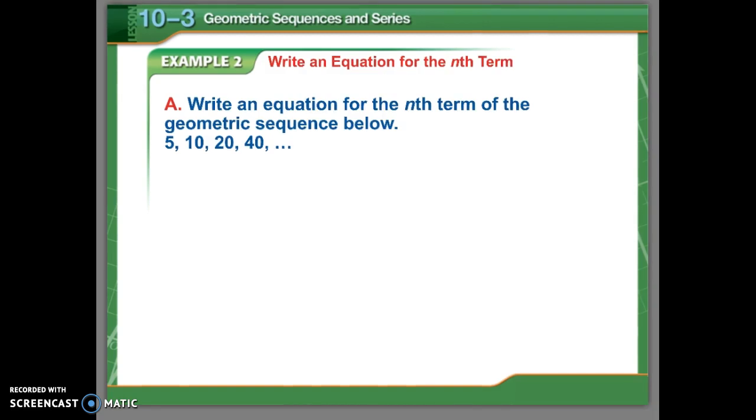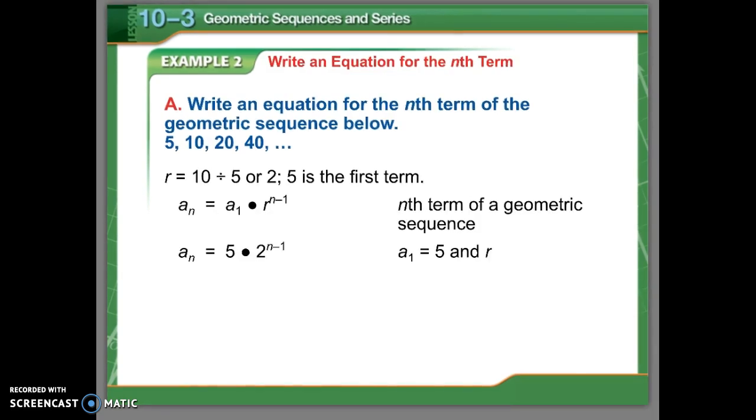Example 2. We need to write an equation for the nth term of the geometric sequence below: 5, 10, 20, and 40. The first thing we're going to want to do here is identify the common ratio, and that's 2. You can find that either by dividing 40 by 20, or 20 by 10, or 10 by 5, or just seeing what you multiply by to get from 5 to 10, or 10 to 20, or 20 to 40. Plugging in the first term 5 times the common ratio to the n-1 power gives us our general formula, our equation for the nth term.